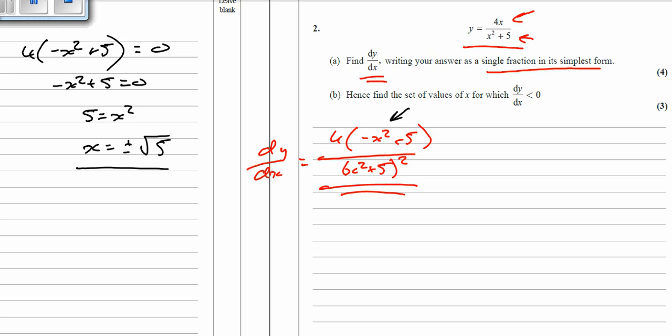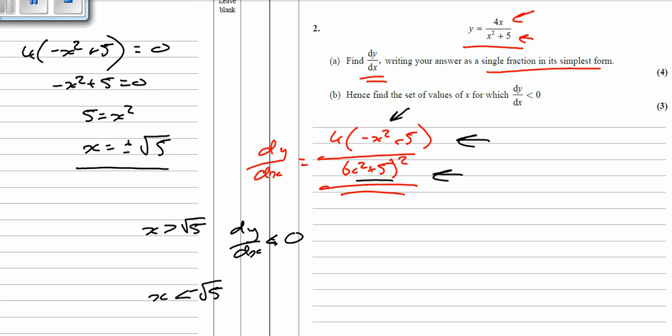So when x is bigger than the square root of 5, the top is going to be negative. The bottom, though, would be positive because you're going to square anything that makes it positive. So when x is bigger than the square root of 5, then dy by dx is going to be less than 0. However, because we've got plus and minus, what happens when x is going to be less than this negative square root of 5?